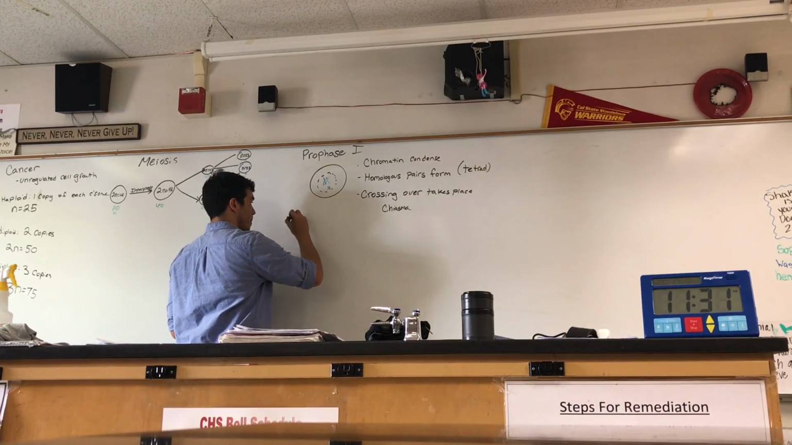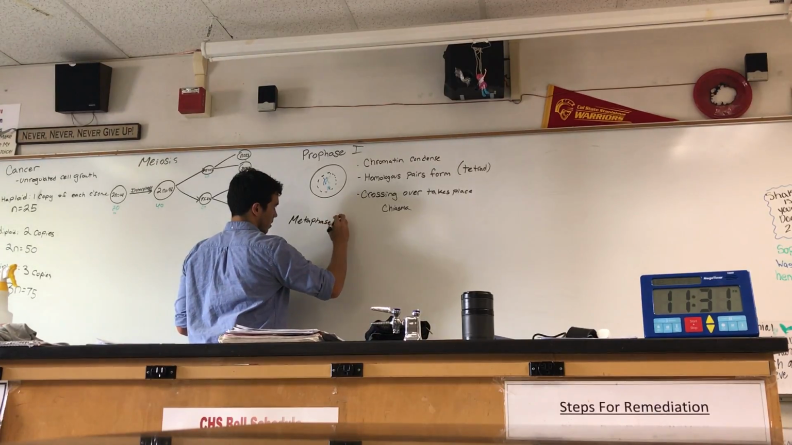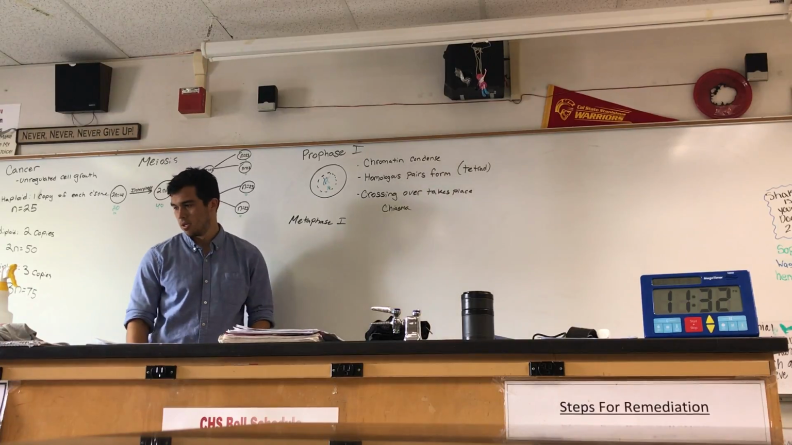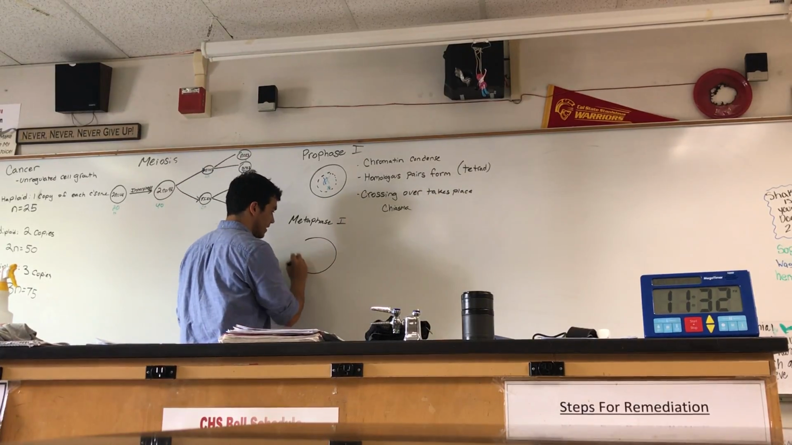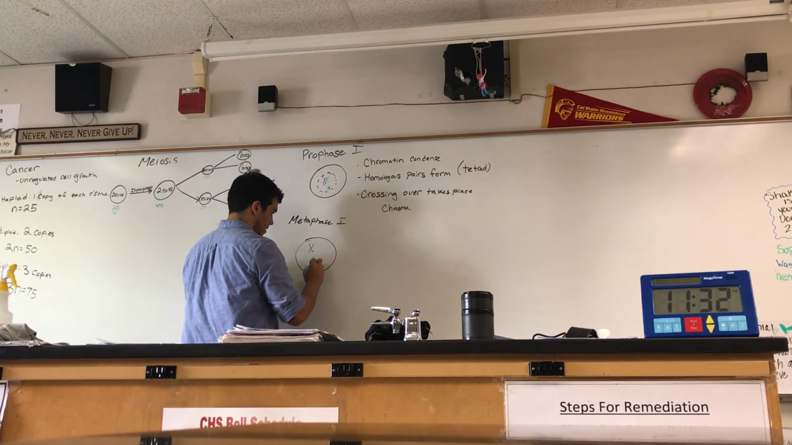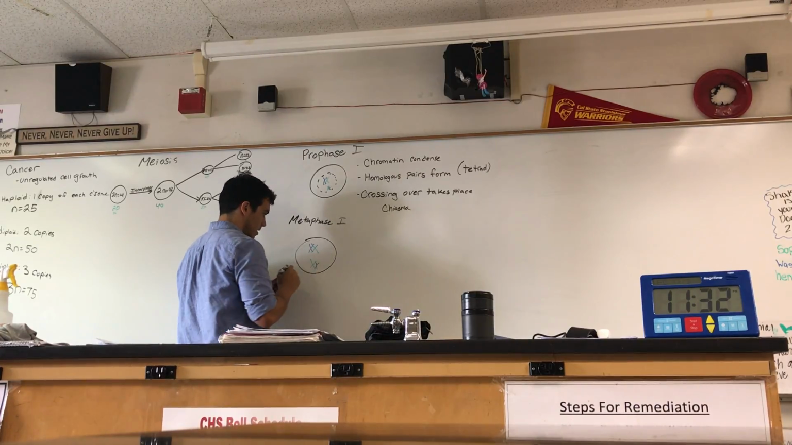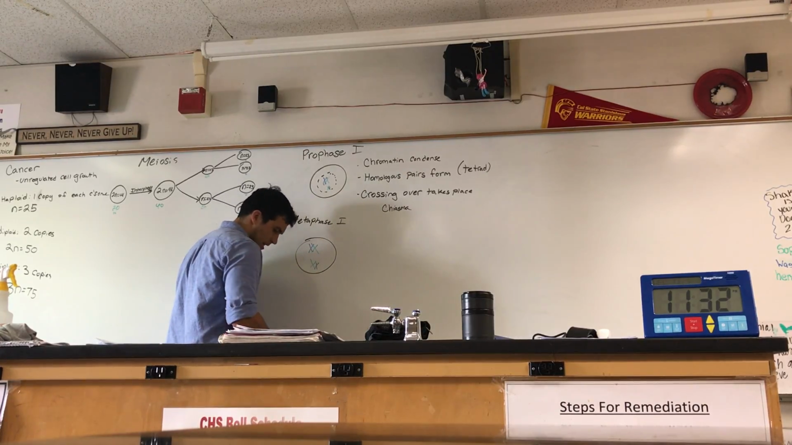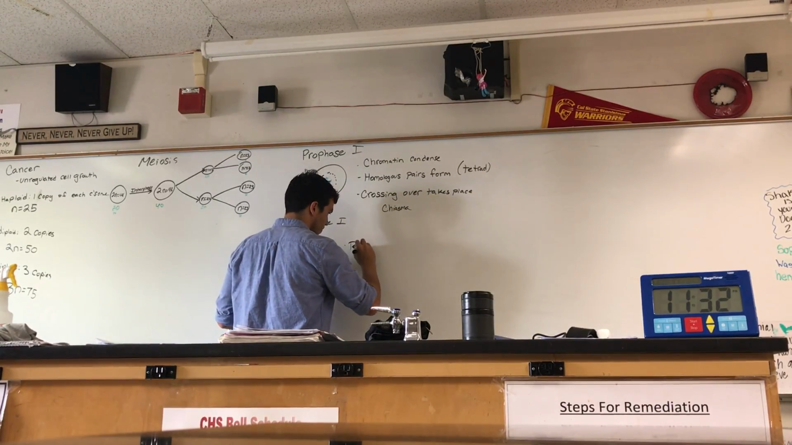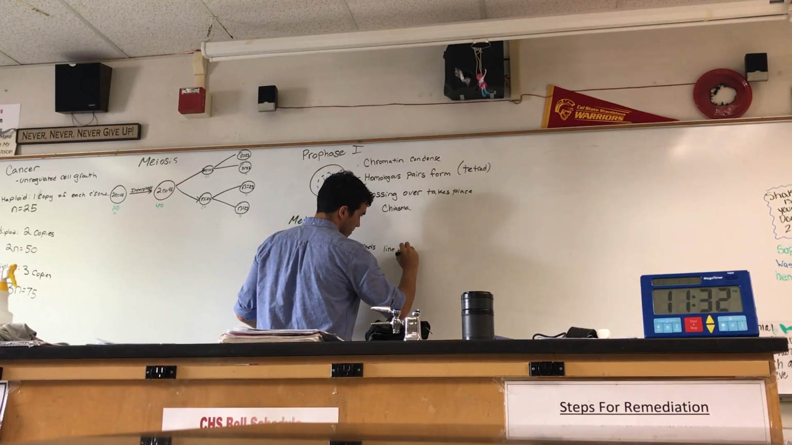Then I've got metaphase 1. During metaphase 1, what happens? Tetrads line up. So if I were to look at this, they line up along that metaphase plate, and they're still in their homologous pairs. So tetrads line up at the metaphase plate.